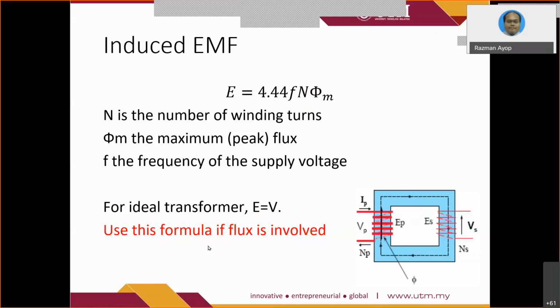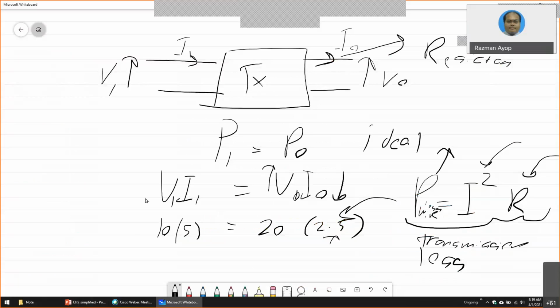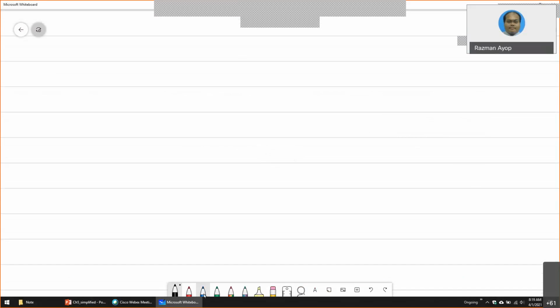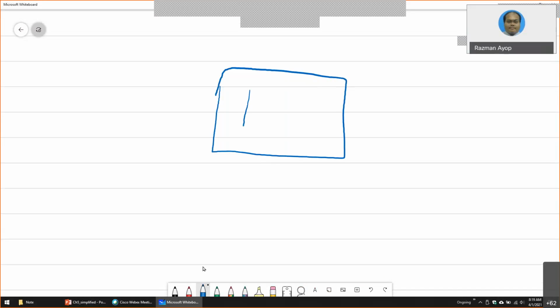So I show you this. You need to know how to draw the transformer. To draw a transformer, you draw something like this and then something like this. So you have the winding, and then you have another winding. This one is the input, this one is the output.